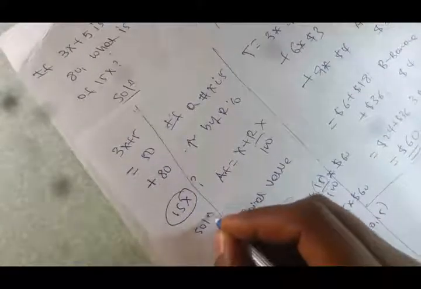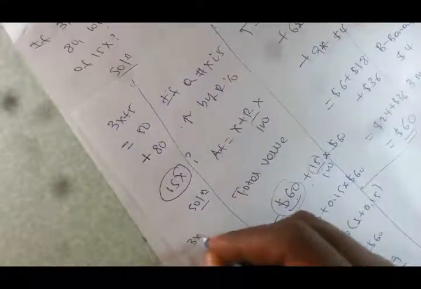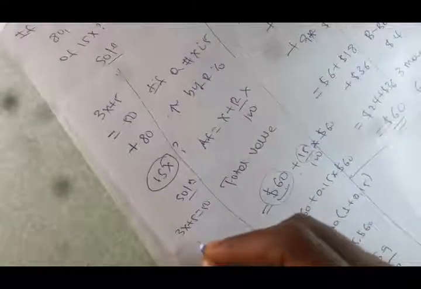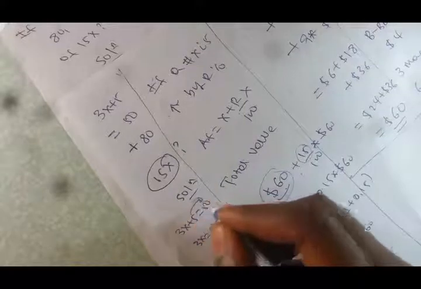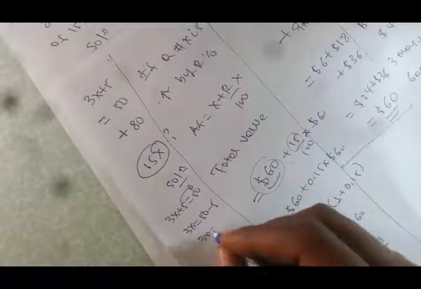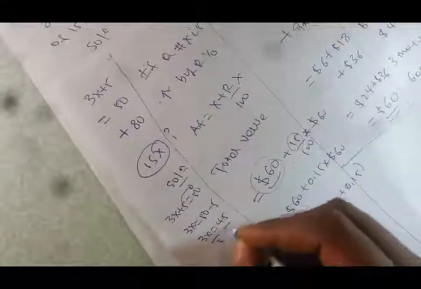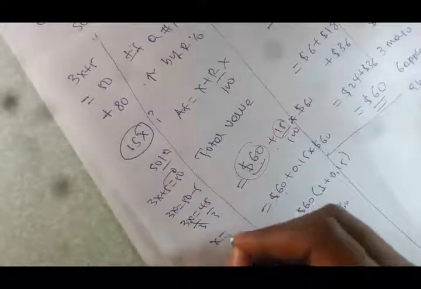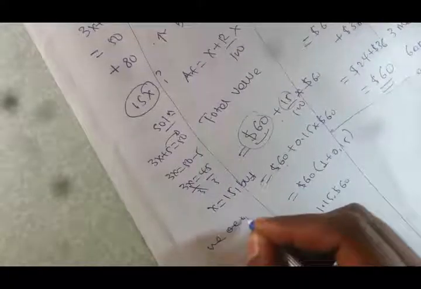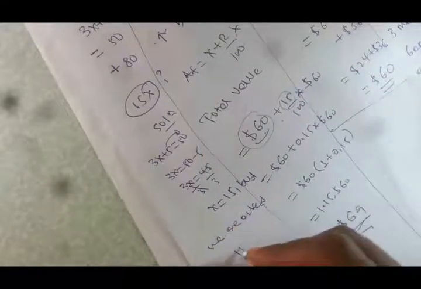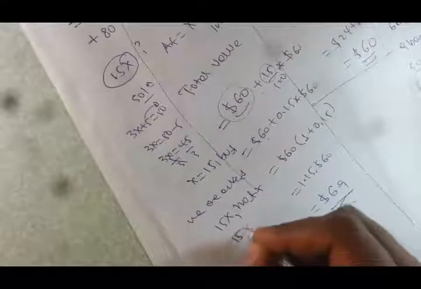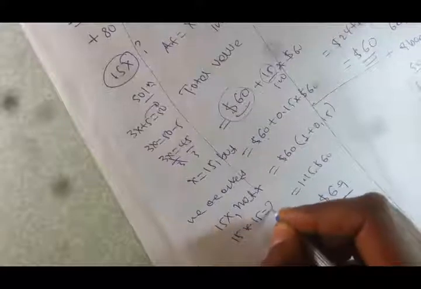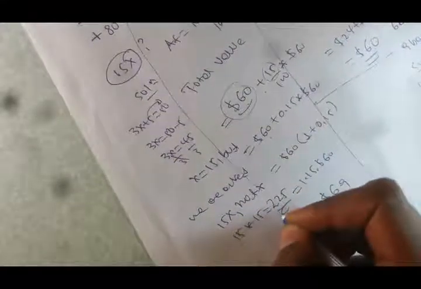Solution: 3x plus 5 is equal to 15. 3x is equal to 15 minus 5. Whenever we bring a number to the right, it becomes negative. Therefore 3x is equal to 10, divided by 3 on both sides. x is equal to 15, but we are asked to find 15 times x, not x. Therefore 15 times 15 is equal to 225.